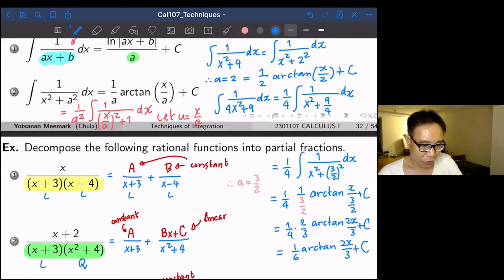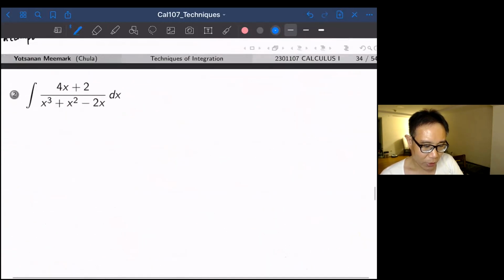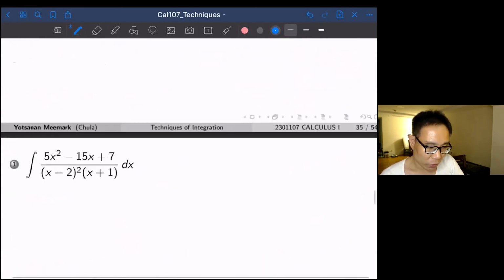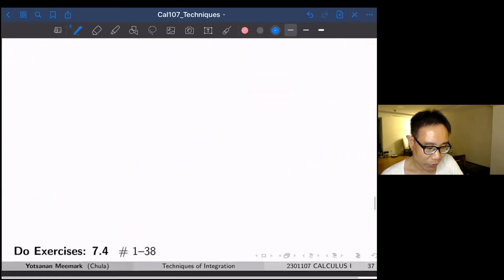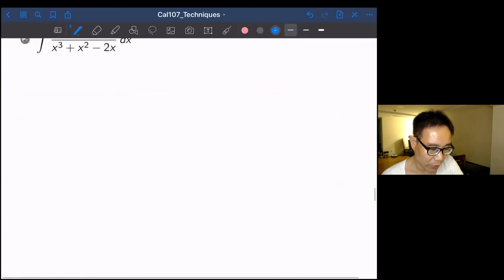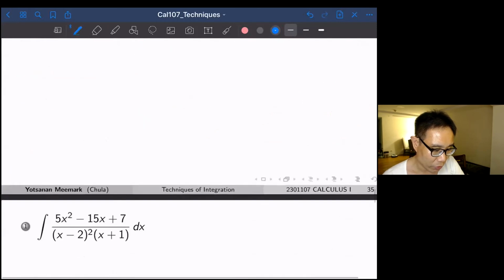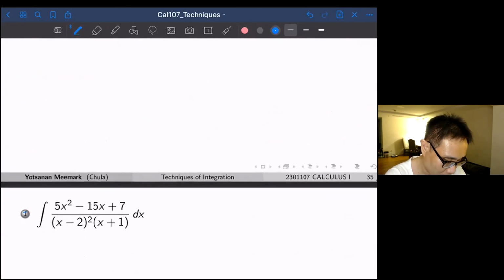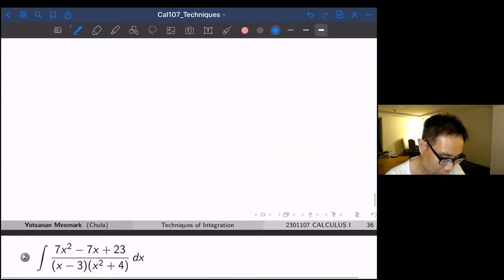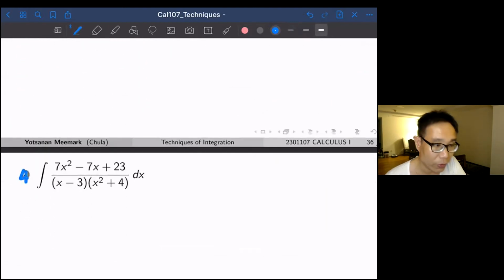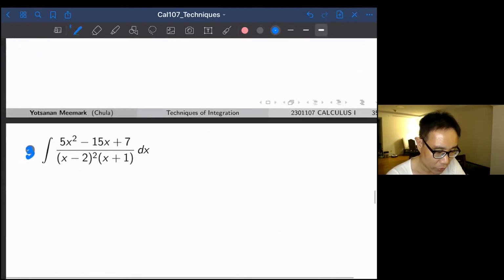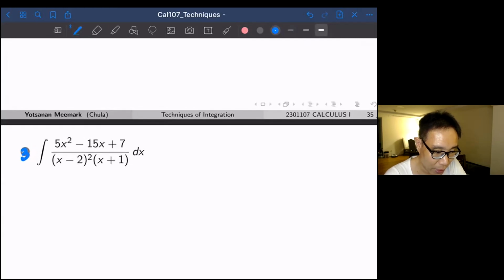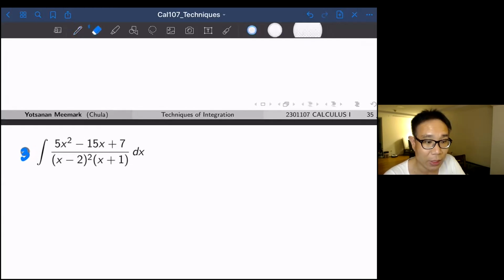Okay, so we're going to continue examples 2, 3, and 4 in the next video clip. I have to change this one to 3 and this one to 4 in the next video clip. So it's going to be 2, 3, and 4 that we are going to study next.